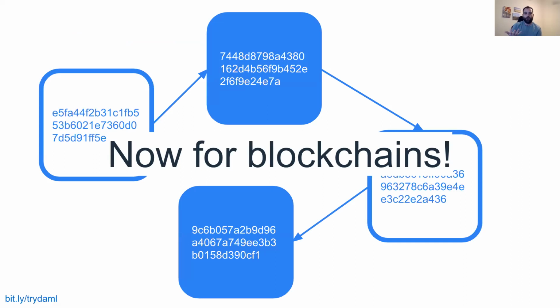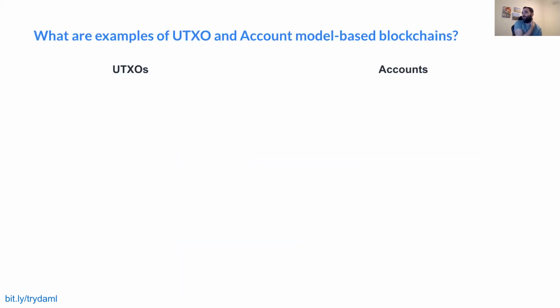And so now we're going to talk just about blockchains, or rather multi-party systems is what I should be saying. Can somebody mention in the chat or over voice what are some examples of UTXO and account model based blockchains in your mind? And if not, Abhilash actually mentioned earlier that Bitcoin uses UTXO and Ethereum uses accounts, and this is exactly correct.